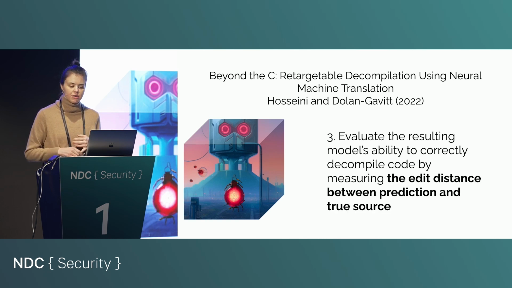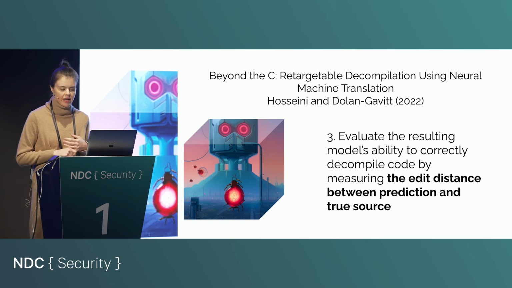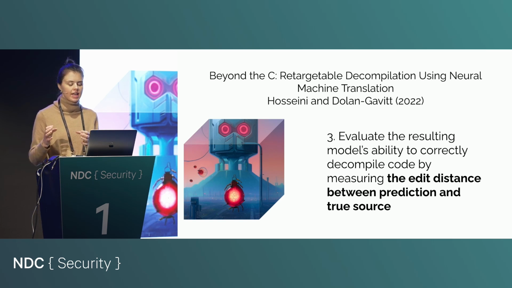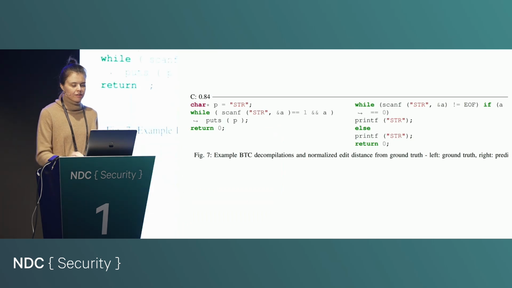And then they evaluated the result by setting aside a set of source code and assembly code snippets that the model hadn't seen before, then asking the model to take the assembly code, decompile it, and compare the model's output with what they knew was the correct output. They measured the edit distance between the prediction and the true source to figure out how many mistakes the model made. So what was the result?